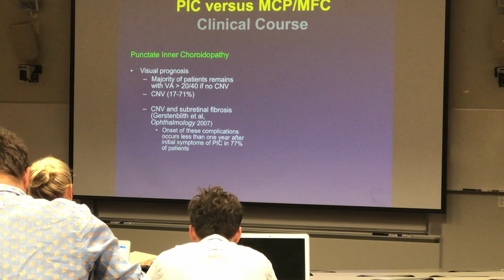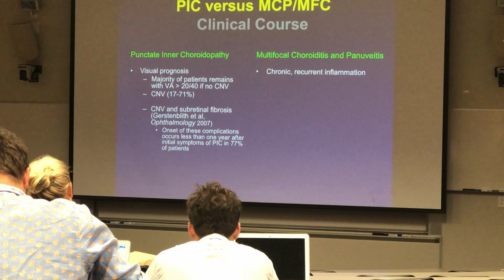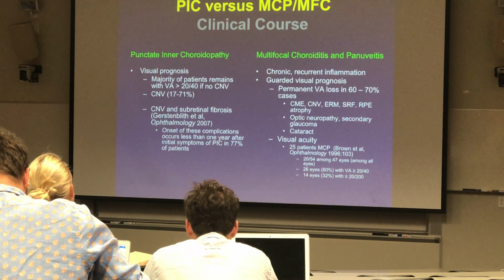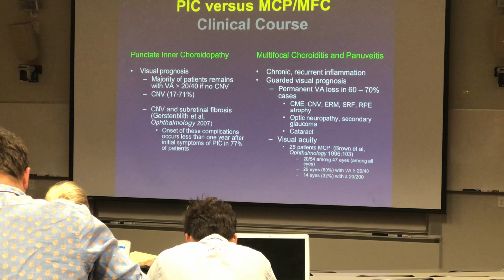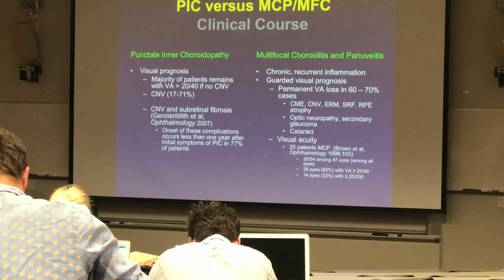Those are the two complications that lead to vision loss in PIC. For multifocal choroiditis (MCP), it's a chronic recurrent course, and the risk of permanent vision loss is very high if you don't treat it with a long-term course of treatment to prevent complications. So both of these have been treated.